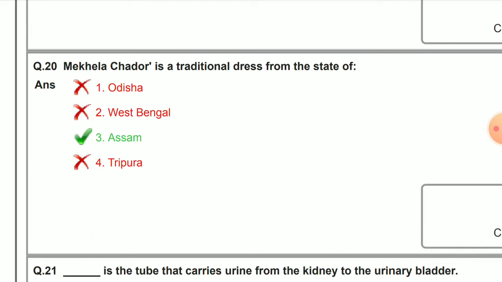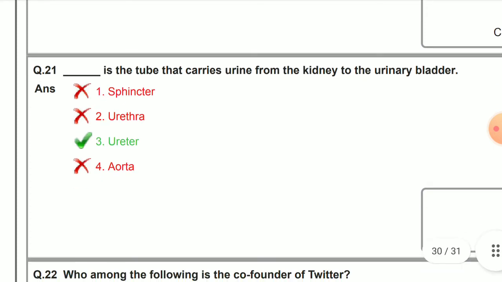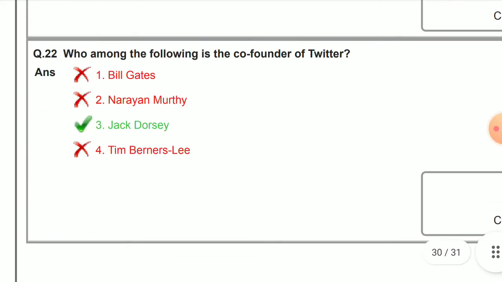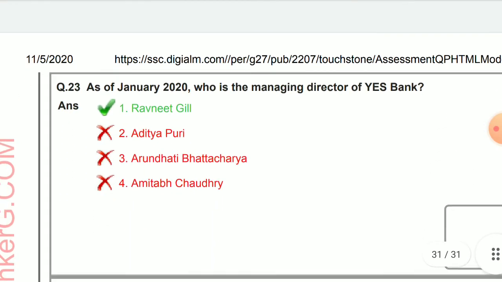Question number 20. Makhela Chador is traditional dress from the state of. Answer is Assam. Question number 21. What is the tube that carries urine from kidney to urinary bladder? Answer is ureter. Question number 22. Who among the following is the co-founder of Twitter? Answer is Jack Dorsey.